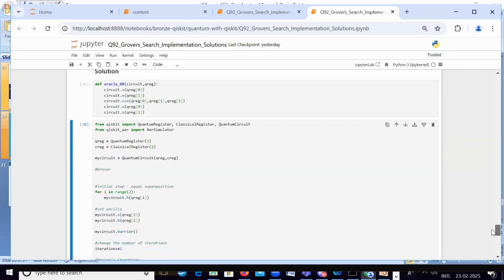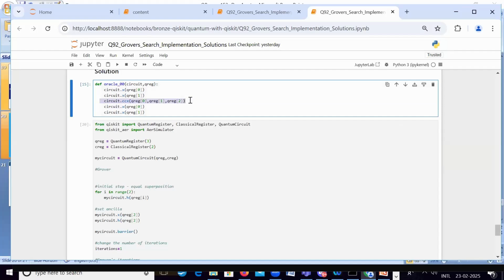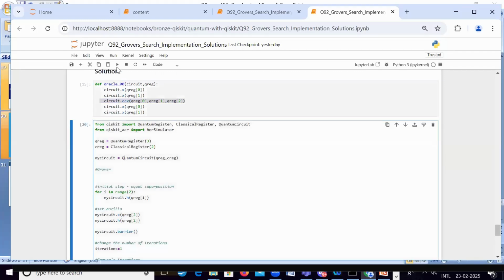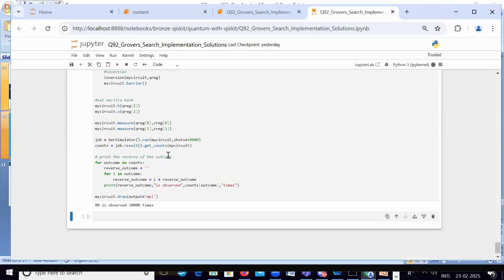Many of the problems in the assignments and others are based on this understanding, so just follow the sequence here. X on the first and second qubit, and then this control gate, which I explained very thoroughly. You all must have understood it by now. Now next is to implement it or to use it.